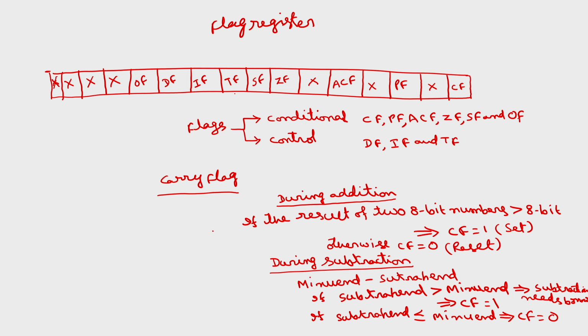So, you can take some examples. Suppose you want to perform 35H plus F2H. If we take the corresponding binary, the 4-bit hexadecimal equivalents: 3 will be 0011, 5 will be 0101, and F2, F is 15, which is 1111, and 2 is 0010.